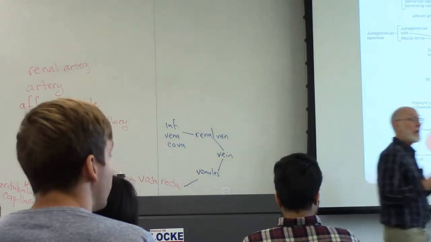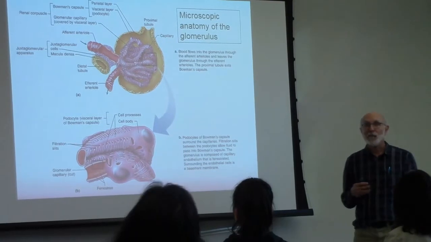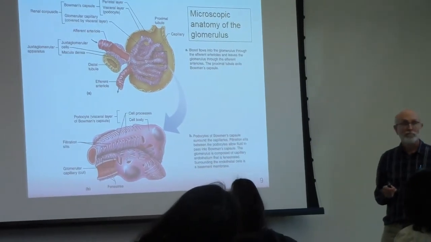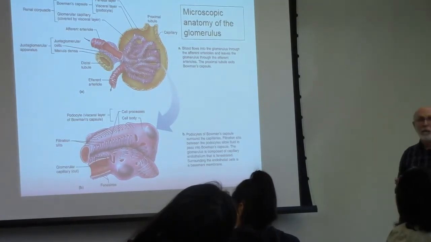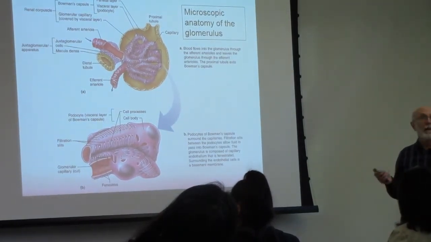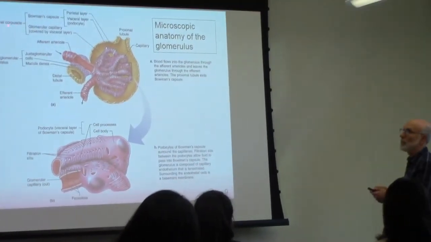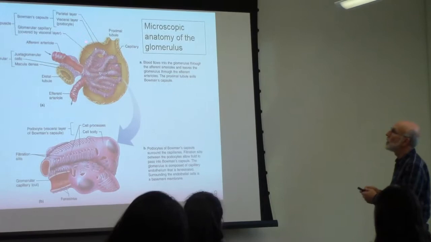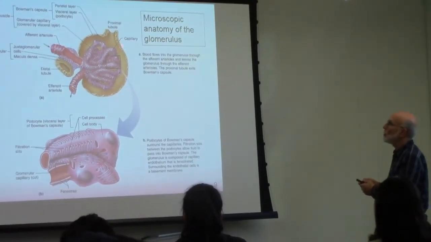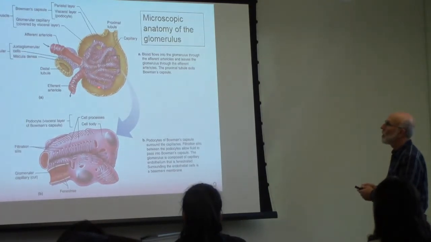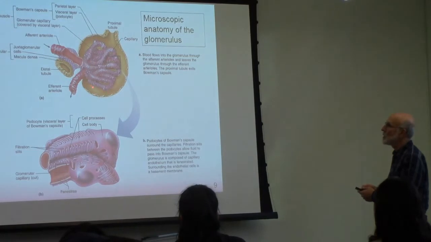Okay, filtration. Talk about the molecular mechanisms of filtration. First, from an anatomical perspective. So remember, we're in the glomerulus. We're in the corpuscle, if you want. So here is the Bowman's capsule. Here are the glomerular capillaries. And here is Bowman's space.